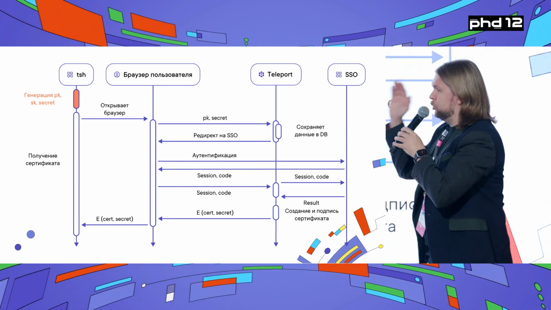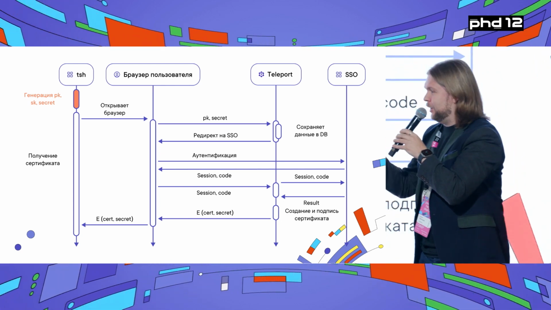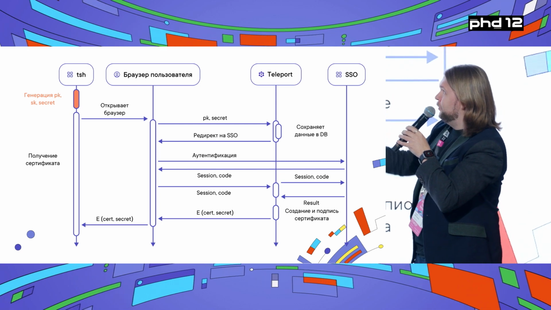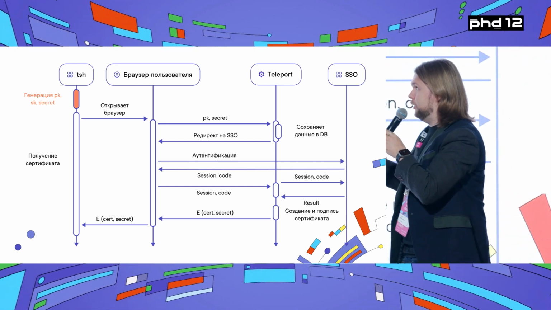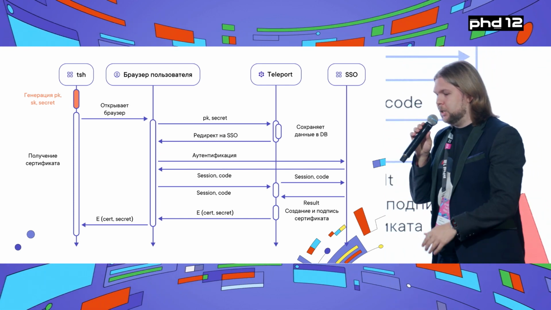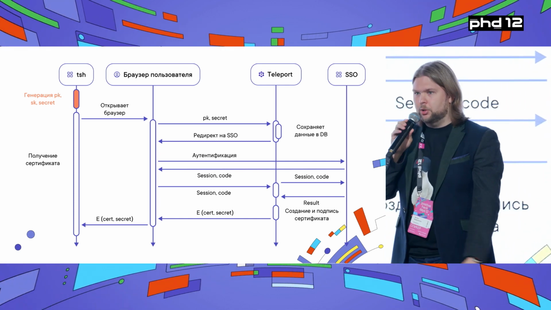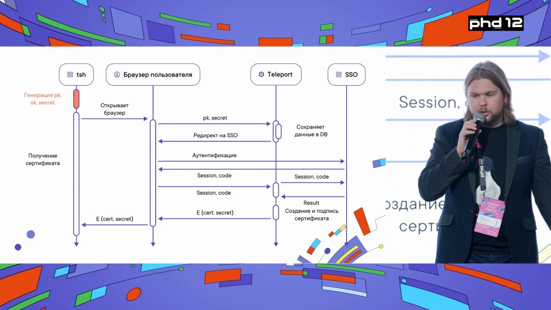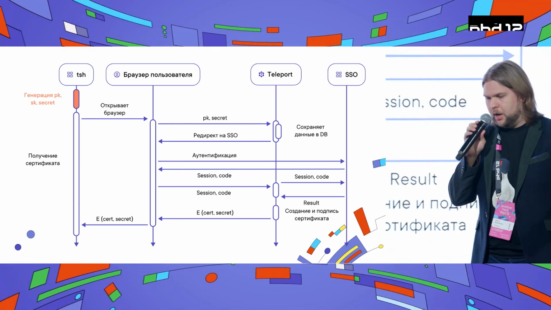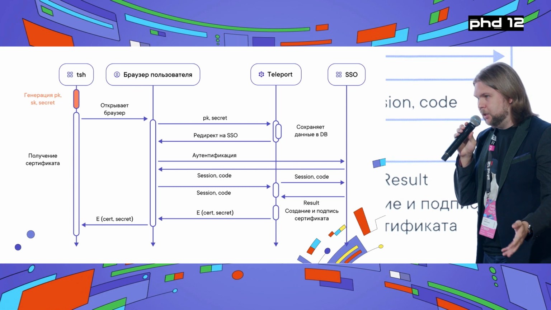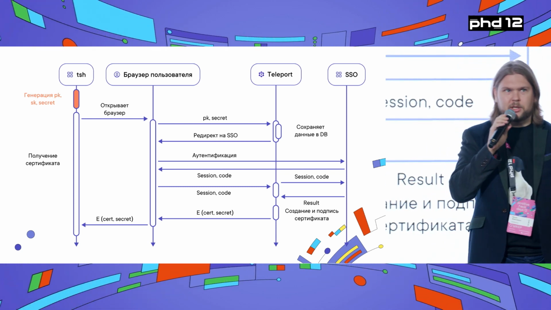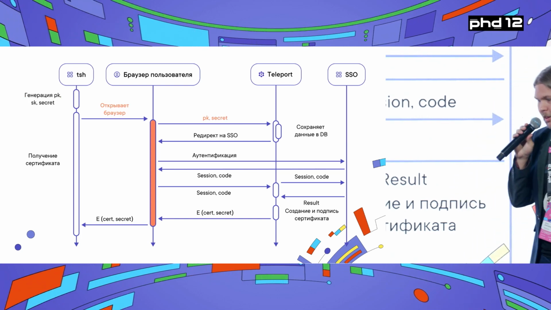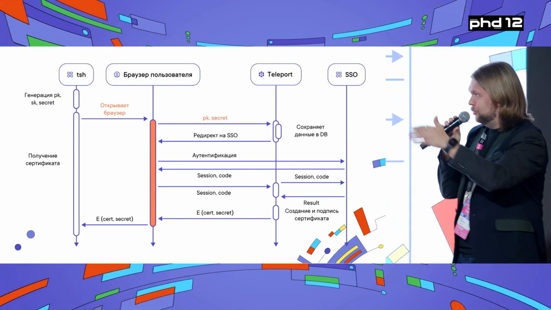How does the authentication flow look? Let's assume that the administrator, John Doe, wants to get to some service. At that moment, the TSH utility would generate several keys: a public key, a private key, and some secret. And then the administrator would get a notice that the browser would be opened.